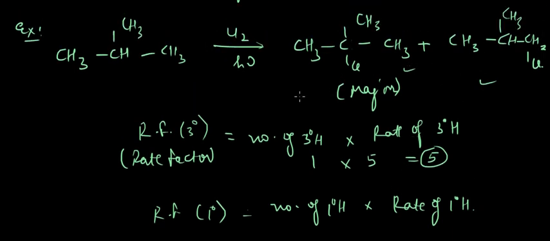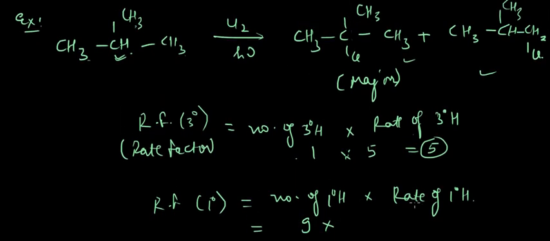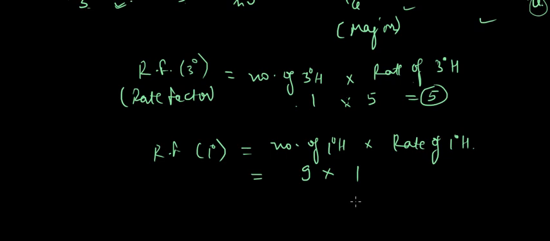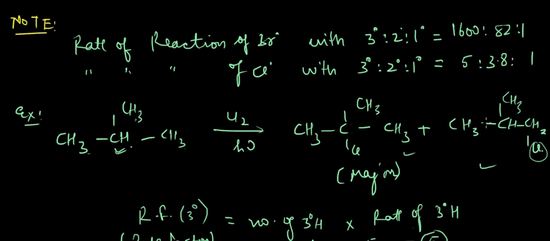So in this case the total number of 3 degree hydrogen atoms is 1, and the rate of 3 degree hydrogen free radical is defined as 5. Now the number of 1 degree hydrogens in this case is 3 plus 3 plus 3, 9, and let's say the rate of substituting a 1 degree hydrogen atom with Cl is 1. This is some hypothetical number which we are defining, or rather, from the experimental fact you can also cross verify that for Cl the rate of reaction with a 3 degree hydrogen atom is 5 and with a 1 degree hydrogen atom is 1.